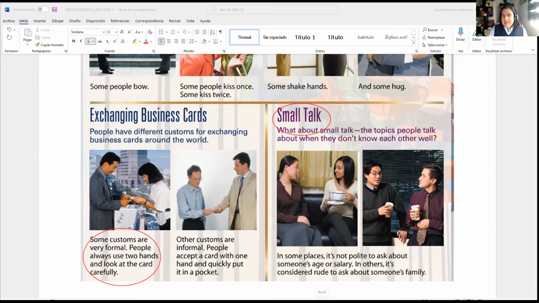Okay. In some countries, for example, in Colombia, it's not polite. Check this. In some places, it's not polite to ask about someone's age or salary. Como no es como decente preguntarle a alguien la edad o el salario, ¿cierto? Especialmente a las mujeres. How old are you? No sé por qué, pero es customary. O el salario, ¿no? How much is your salary? No, that is not correct, ¿ok? Eso no es como correcto preguntar, ¿listo?